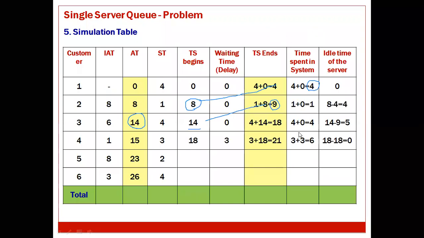So for the next customer, the time service ended at 18. Now the new arrival time is 15, right? The service is ending at 18, but the customer is already in at 15. If you just see this one, 15 and 18, he has to end his service at 18, then only can he go with the next customer, right?